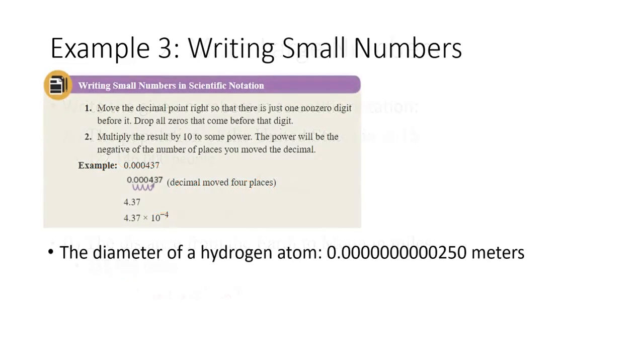To convert small numbers, we're just going to move the decimal point in the opposite direction, and that's going to make our exponents negative. So here for the diameter of a hydrogen atom, now we have this decimal point. We want to move it to behind the first number that's not a 0. So 1, 2, 3, up to 11. And so the diameter of a hydrogen atom, 2.50 times 10 to the negative 11 meters. So a really big number will have a positive exponent. A really small number will have a negative exponent.